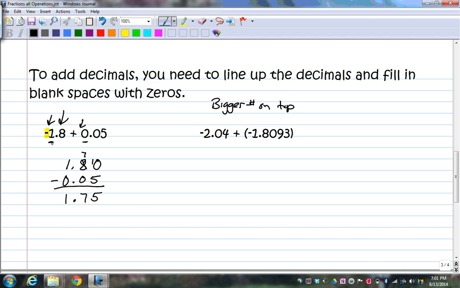Look back up in the original problem, and again, what's the bigger number? And it was this one. That's negative, so my answer is negative. Go back to those integer rules if you've forgotten how to do this.